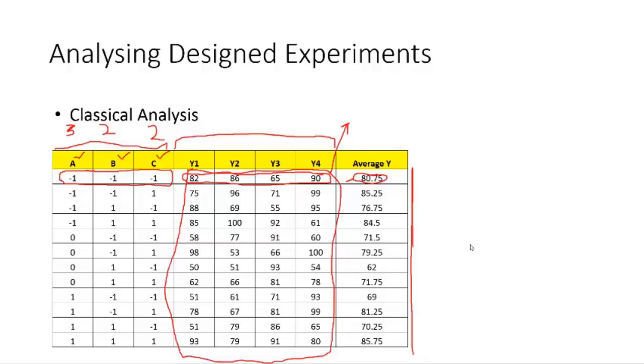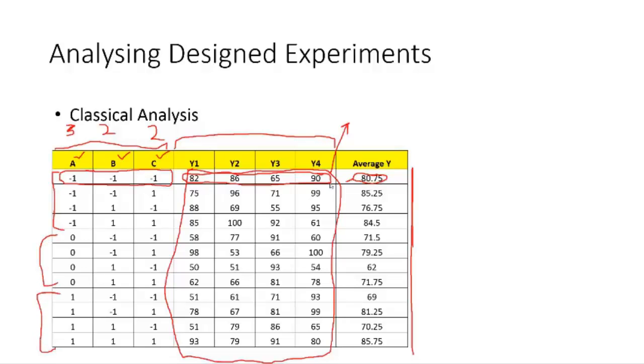One approach is called the classical analysis. The idea behind classical analysis is to take each input variable individually, and ask the question, at what setting am I getting the best results? So A is set to -1, A is set to 0, and A is set to +1.